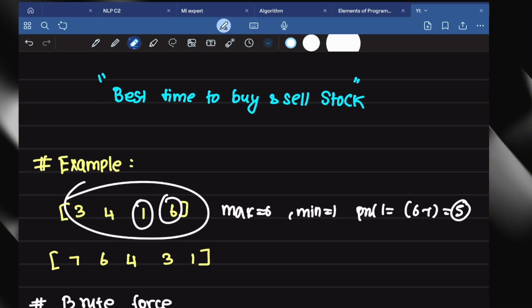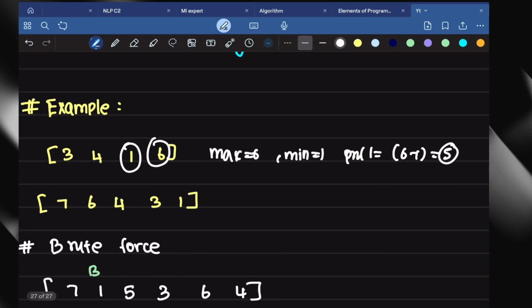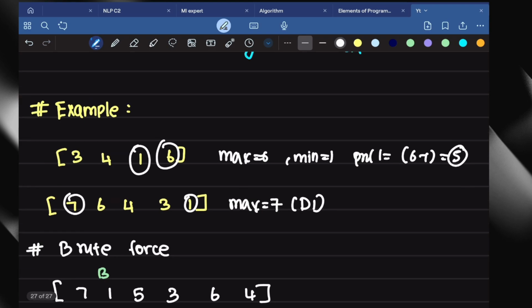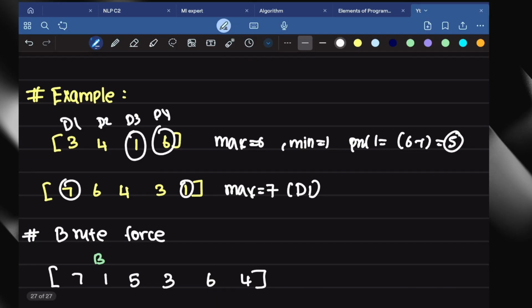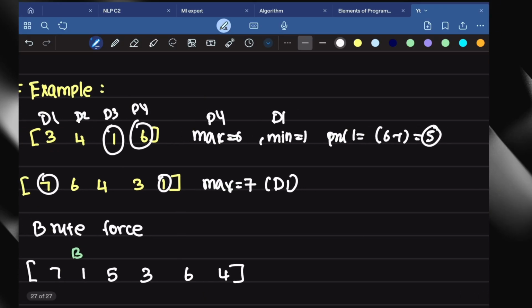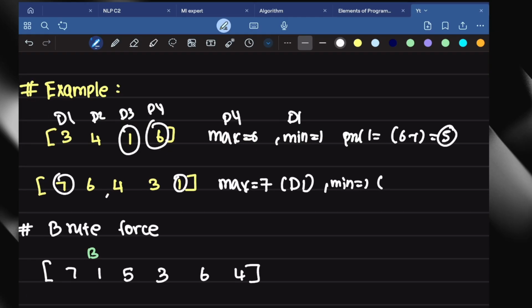Okay, but there is a catch. If we take this example and get the maximum and minimum, the max is going to be 7 at day 1. Remember, these are days: day 1, day 2, day 3, day 4. And the minimum value is going to be 1, which is at day 5.